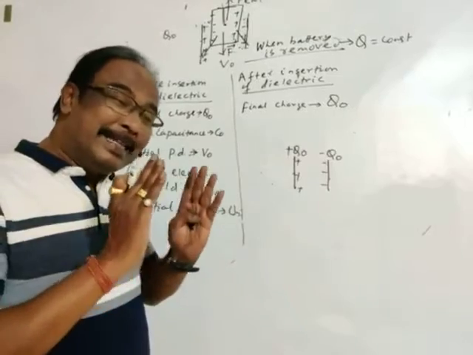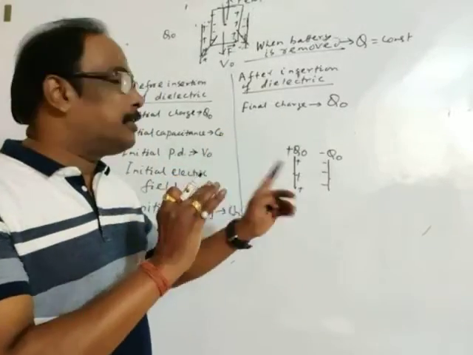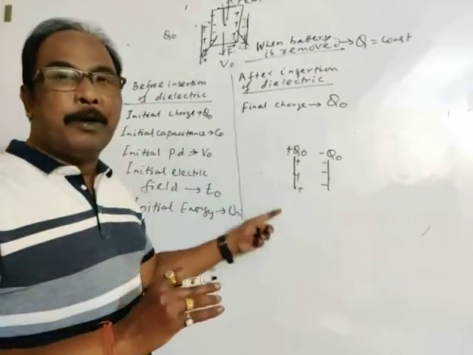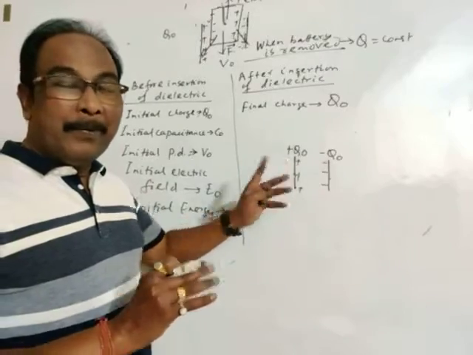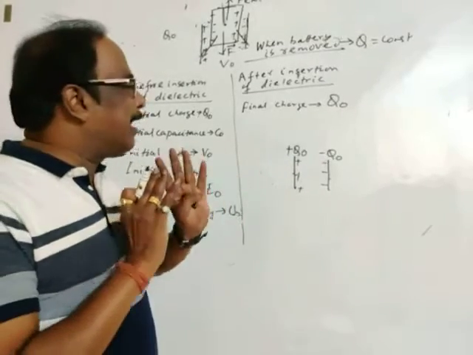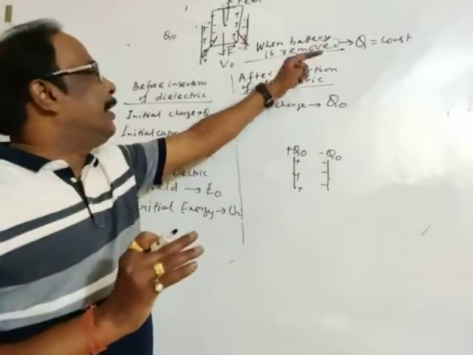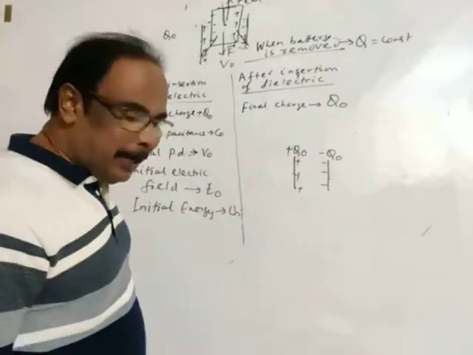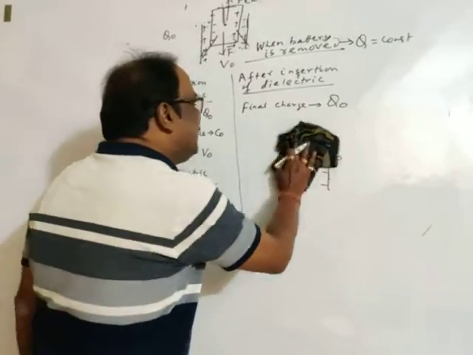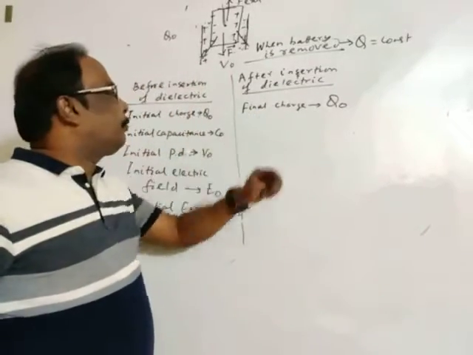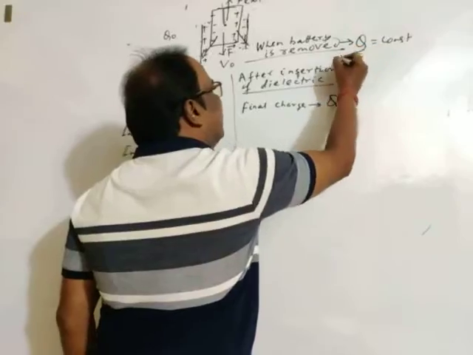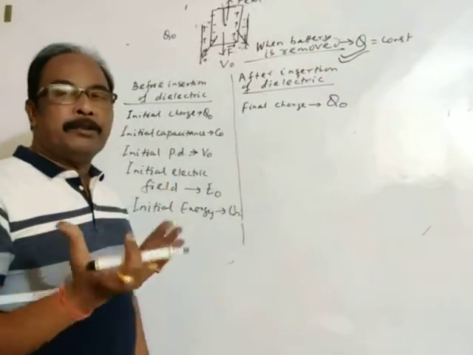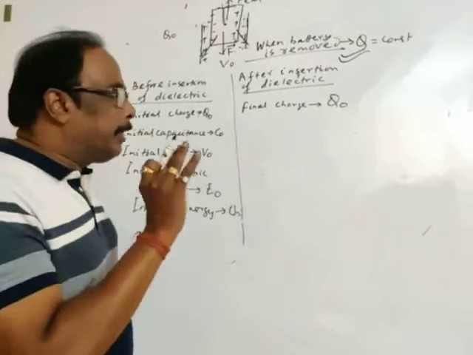So when the battery is removed, whatever charge has already been transferred through the battery will remain constant. Charge remains constant when the battery is removed. So initial charge is equal to final charge. This is the concept, very important.